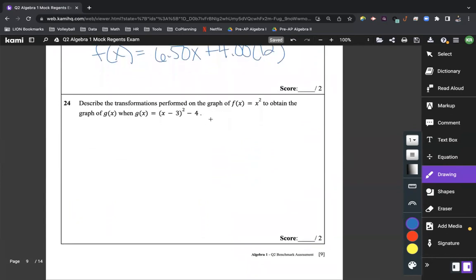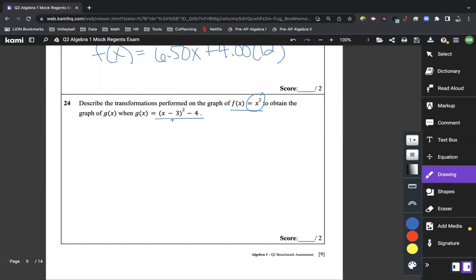Again, transformations, remember inside opposite, outside same. Describe the transformation performed on the graph f of x equals x squared. This is a parent function. It's a quadratic function, okay? Because the exponent is 2. To obtain the graph g of x equals x minus 3 squared minus 4.